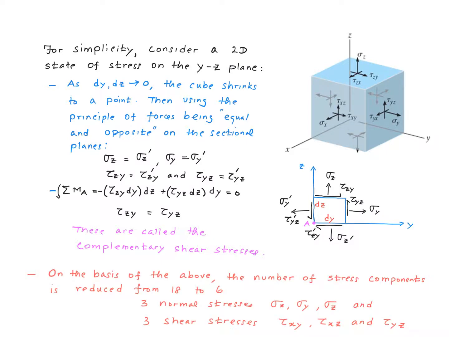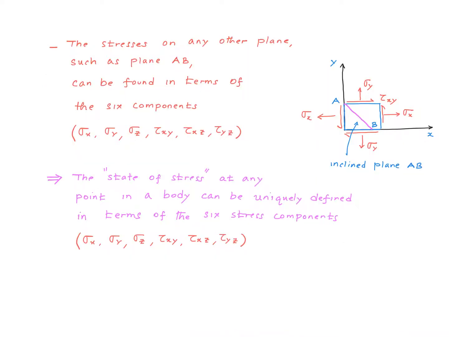So on the basis of the above, the number of stress components is reduced from 18 to 6. 3 normal stress components, sigma x, sigma y, and sigma z, and 3 shear stress components, tau xy, tau xz, and tau yz. It can be shown that the stresses on any other plane, such as plane AB in this two-dimensional situation, can be found in terms of these 6 stress components we just talked about.